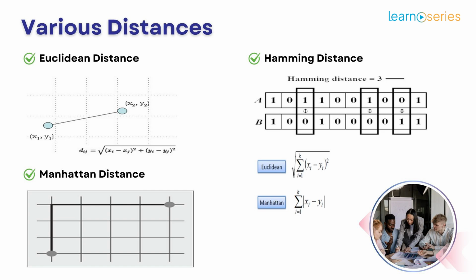If you see here, with x1, y1 and x2, y2, the distance is x2 minus x1 square plus y2 minus y1 square. Manhattan is nothing but the city block distance, from this point to this point, then this point to this point. Hamming distance is mostly about majority, but the generalized formula for Euclidean and Manhattan I have already told you.